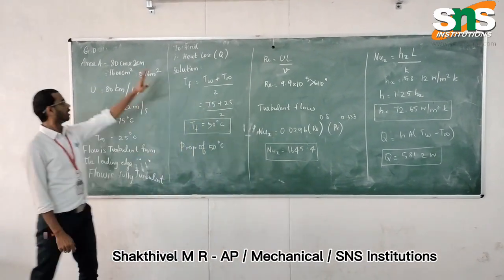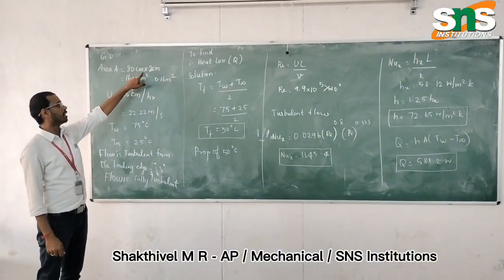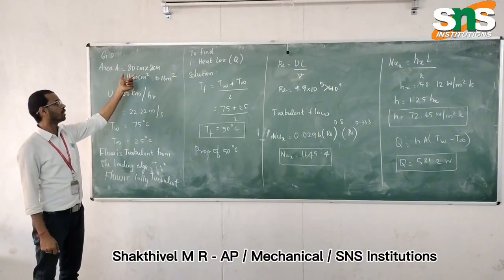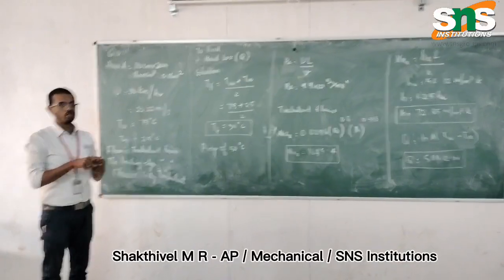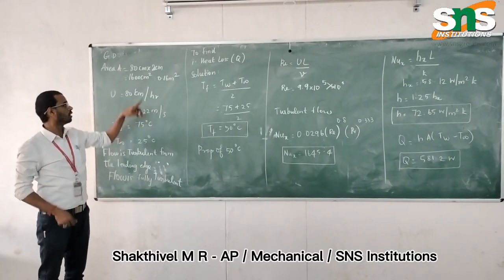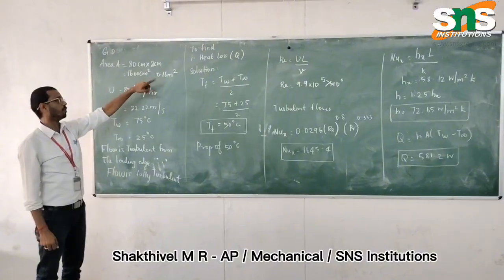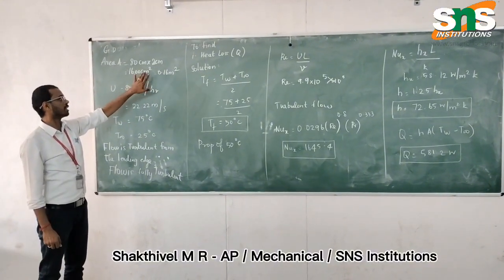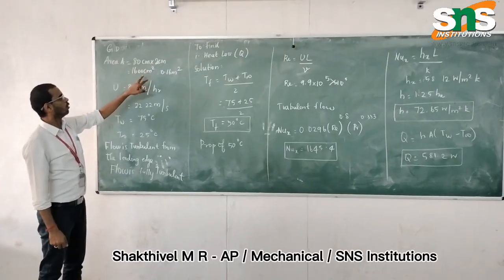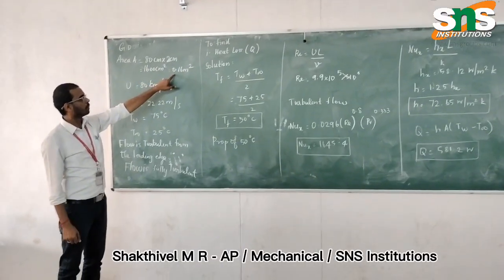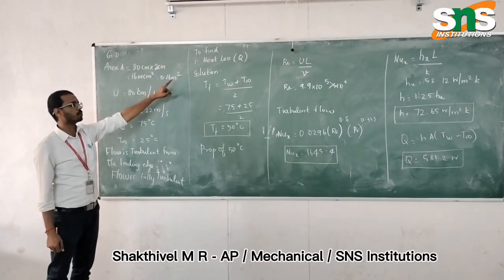So the given data is the area, that is 80 cm into 20 cm, that is length and breadth. The crankcase is the bottom of the engine. So 80 cm into 20 cm is 1600 cm squared. We have to convert it into meter squared, so it is 0.16 meter squared.